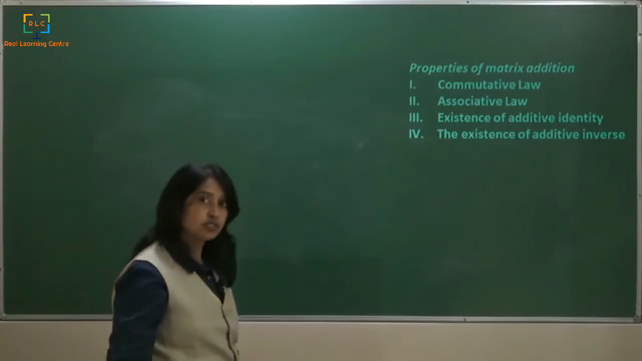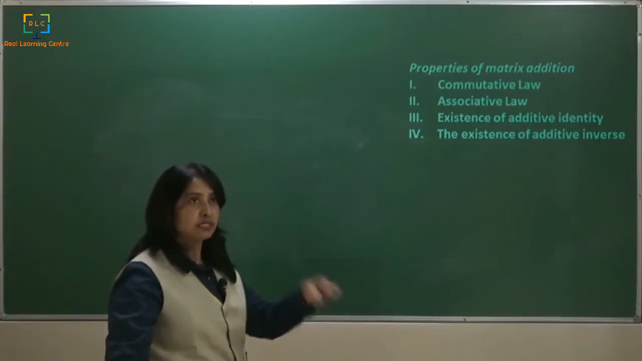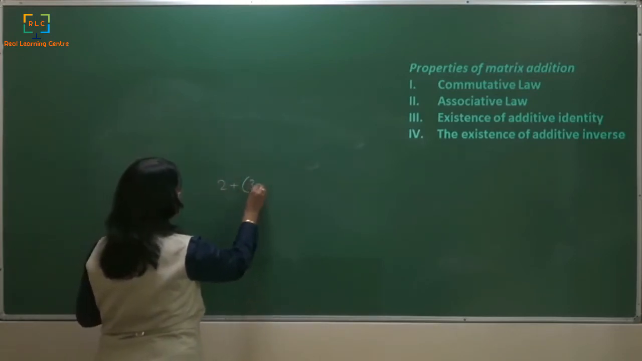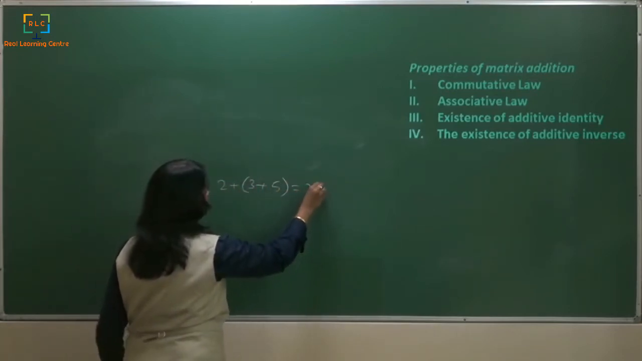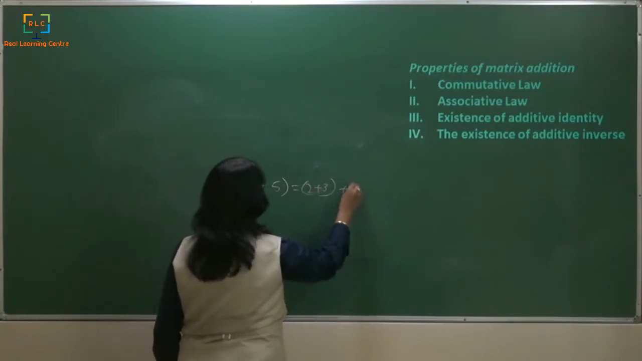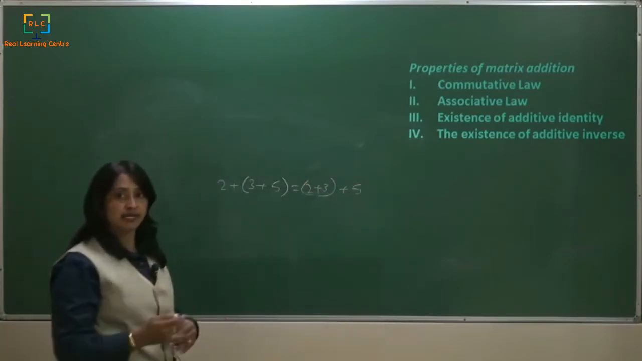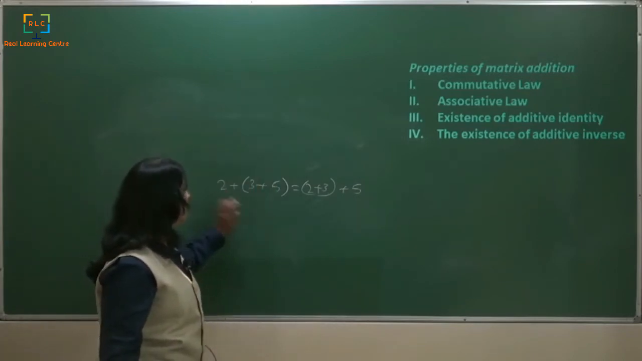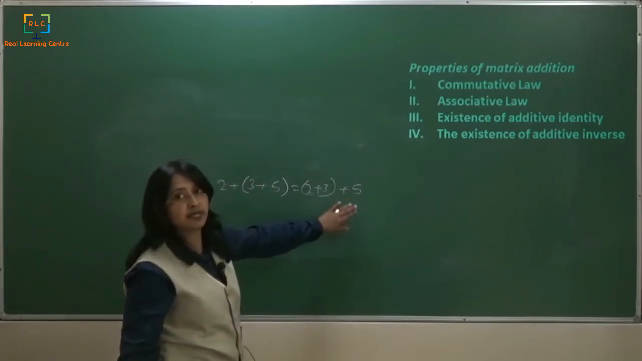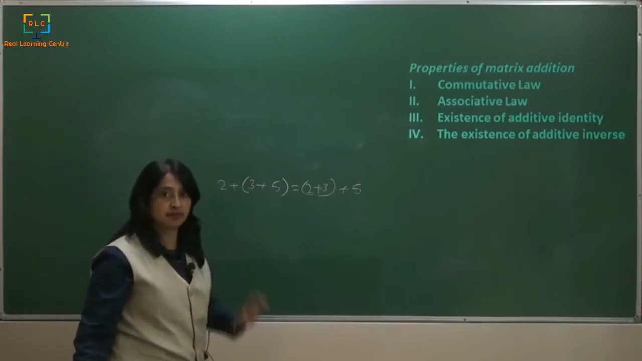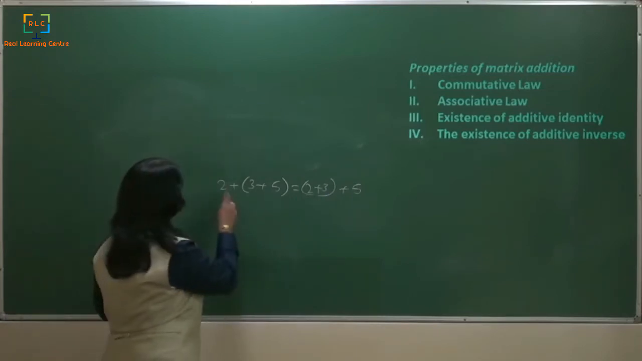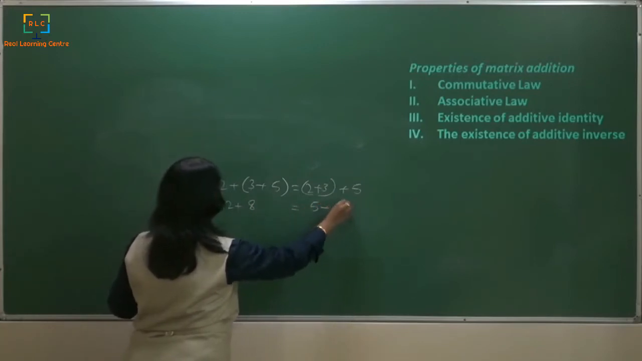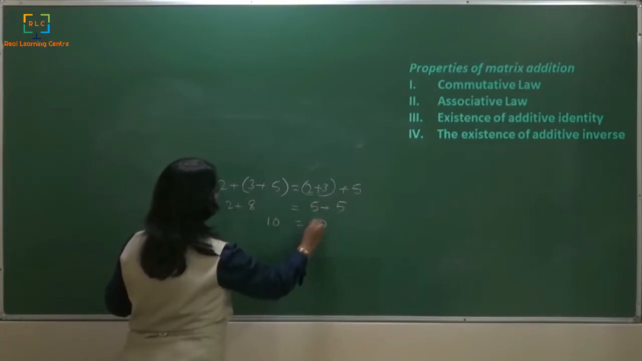Matrix addition is also associative. The way you add, for example, because it's corresponding elements, 2 plus 3 plus 5 will obviously equal 2 plus 3 plus 5, is it not? The way you add in LHS, first inside the brackets and then to this, or in the RHS, first inside the brackets and then to this, you get the same additive element. So let us see, 2 plus 3 plus 5 is 8, which is equal to 5 plus 5. 2 plus 8 is 10 and 5 plus 5 also is 10.